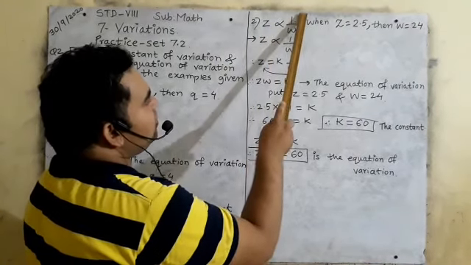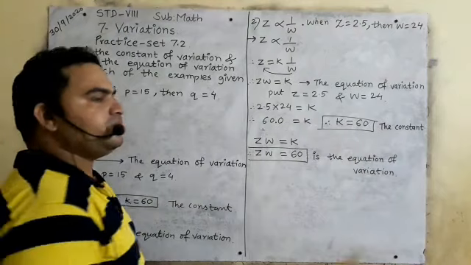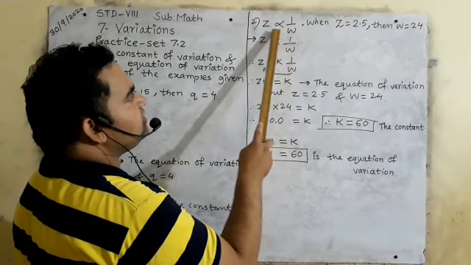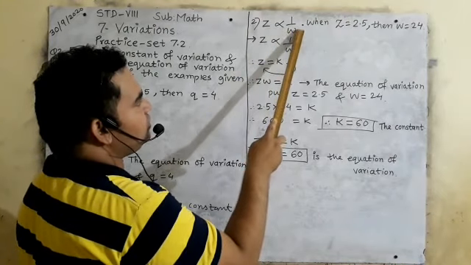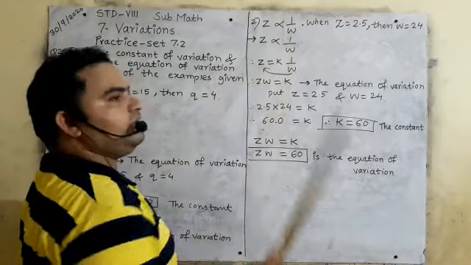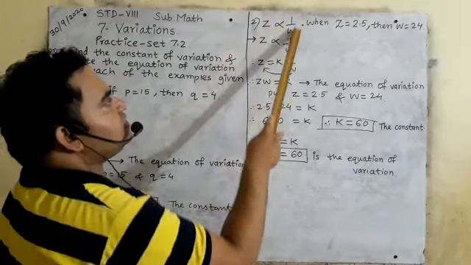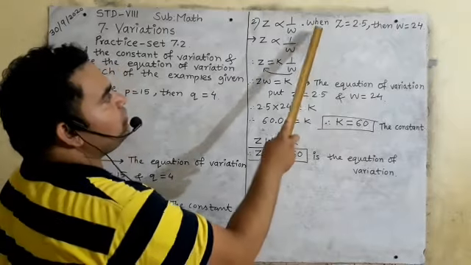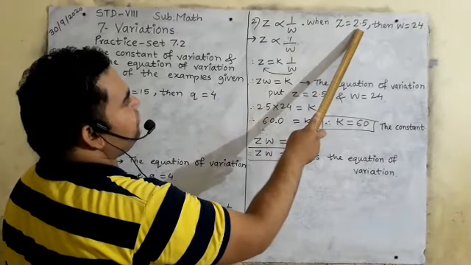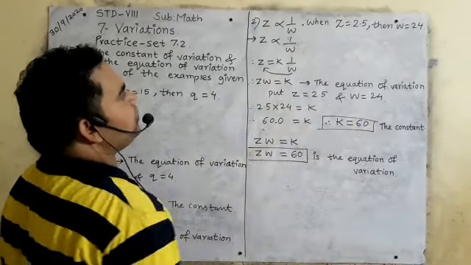Z is inversely proportional to W. Why is it inverse? Because Z is not directly proportional to W. Here 1 upon W is there. It means Z is inversely proportional to W. When Z is equal to 2.5, then W is equal to 24.